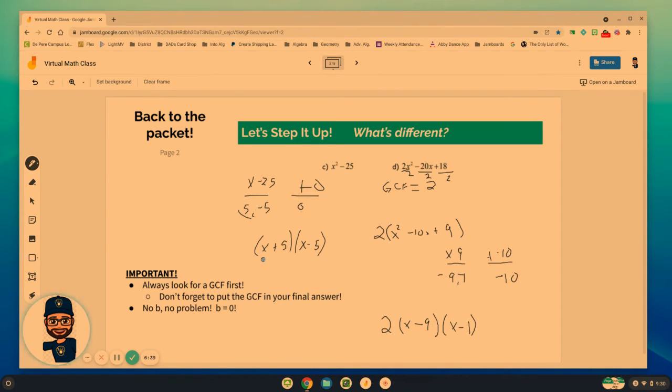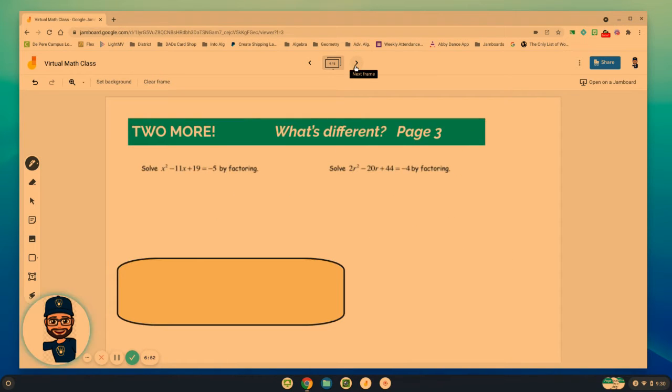So sometimes we just have to be careful for what we are looking for. If B is 0, they add up to 0. If A is something other than 1, we might want to look for that GCF. So here's another page, right? What's different? We're hopping over to page 3.